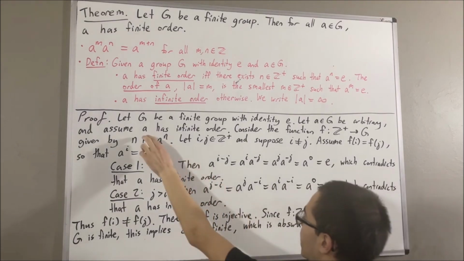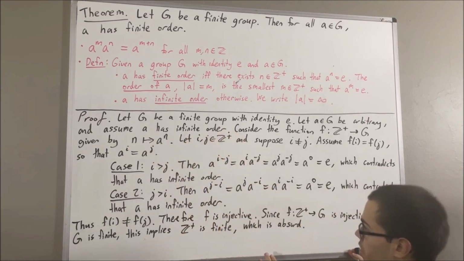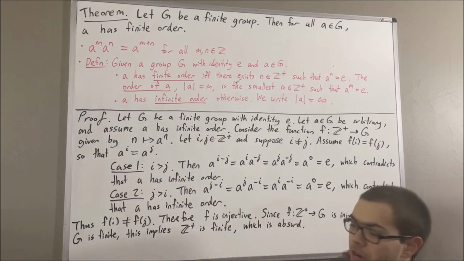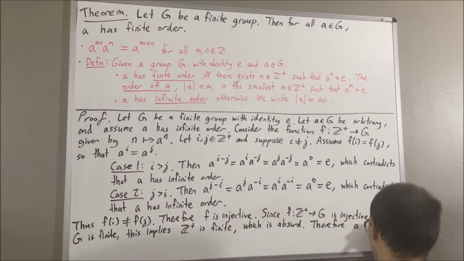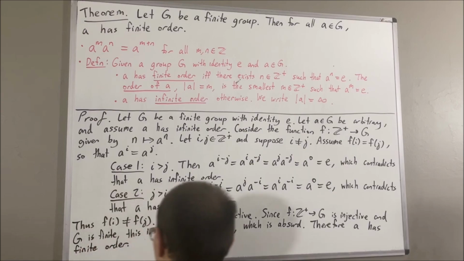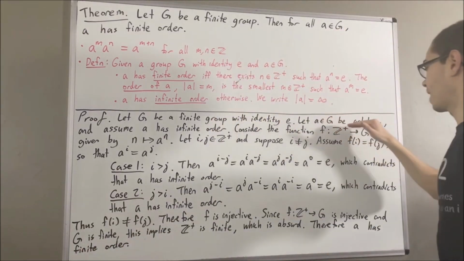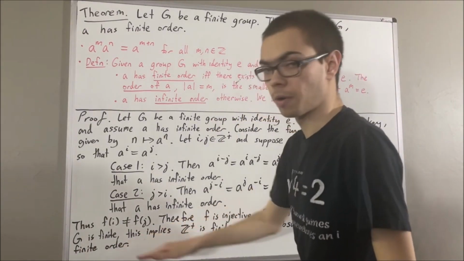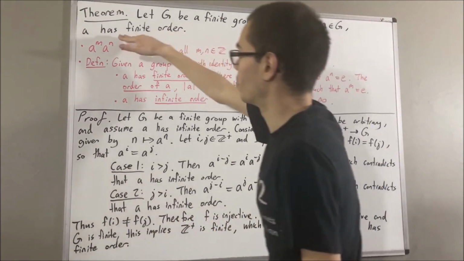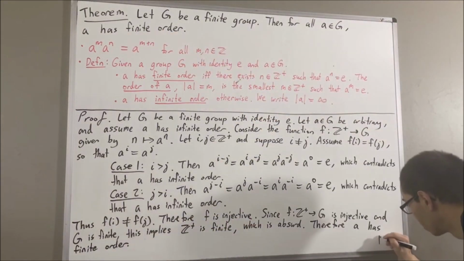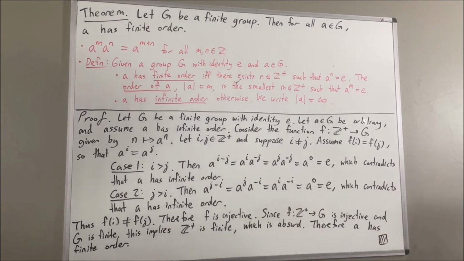Our assumption that a has infinite order led us to a contradiction, so we must instead have that a has finite order. And so we've shown if a is any element of G, then a has finite order. And that is exactly what we wanted to prove. So this completes the proof. And so yeah, that's pretty much it for this video.